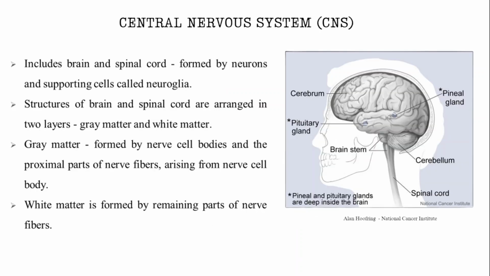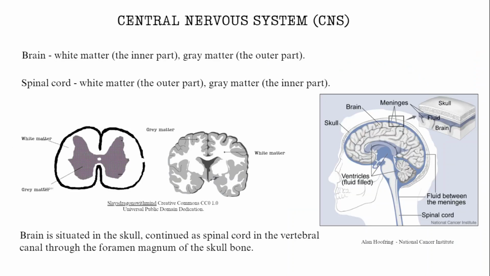The central nervous system, which includes brain and spinal cord, are formed by neurons and supporting cells called neuroglia. The structures of brain and spinal cord are arranged in two layers, the grey matter and white matter. The grey matter is formed by nerve cell bodies and the proximal part of nerve fibers arising from nerve cell body. The white matter is formed by the remaining parts of nerve fibers. In the brain, the white matter is the inner layer and the grey matter is the outer layer, and vice versa in the spinal cord.